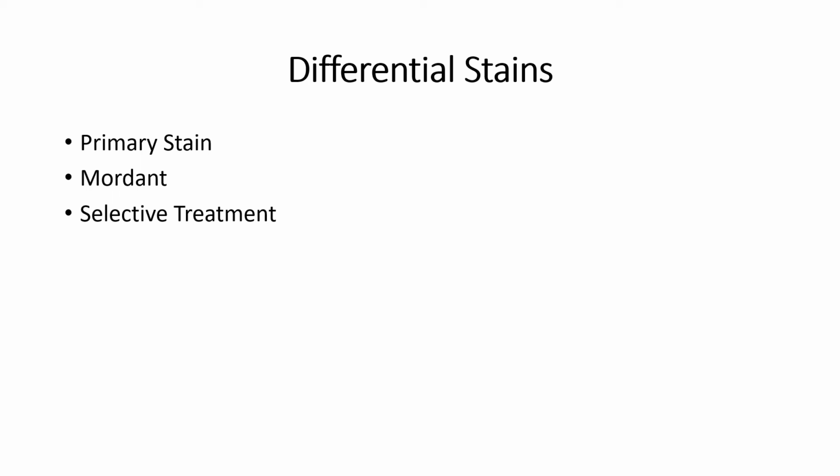And often the selective treatment can be heat, adding heat to the samples, or adding alcohol. And then the fourth reagent that is often used in a differential stain is a counter stain, and the counter stain provides a contrast to the primary stain. And in a gram stain, which is what we will be focusing on in this lab, the primary stain is the crystal violet, the mordant is iodine, the selective treatment is alcohol, and the counter stain is safranin.